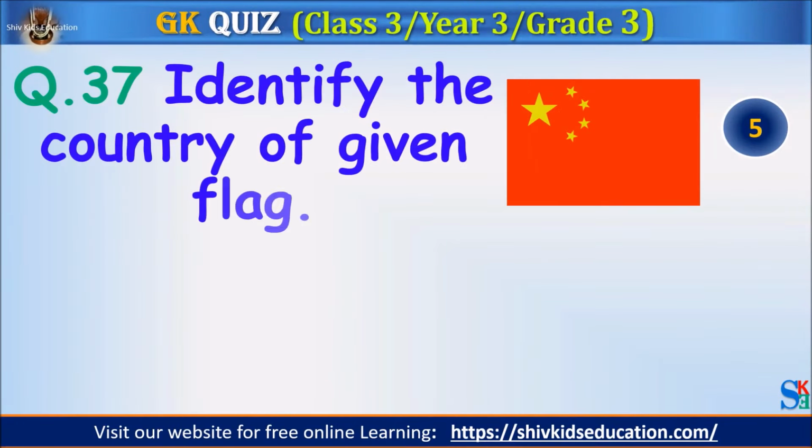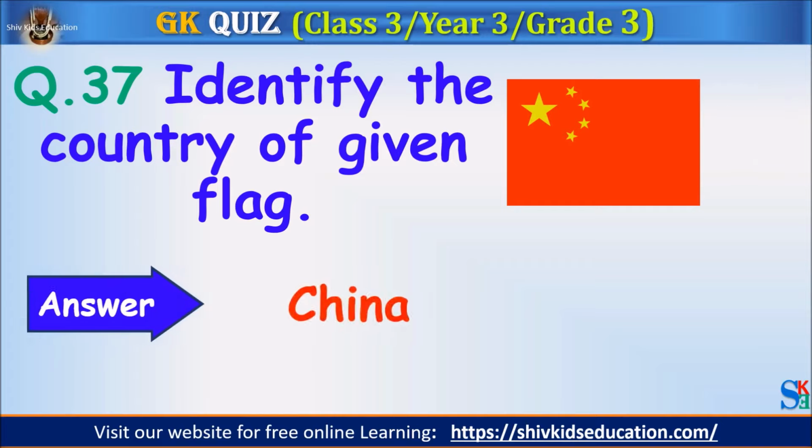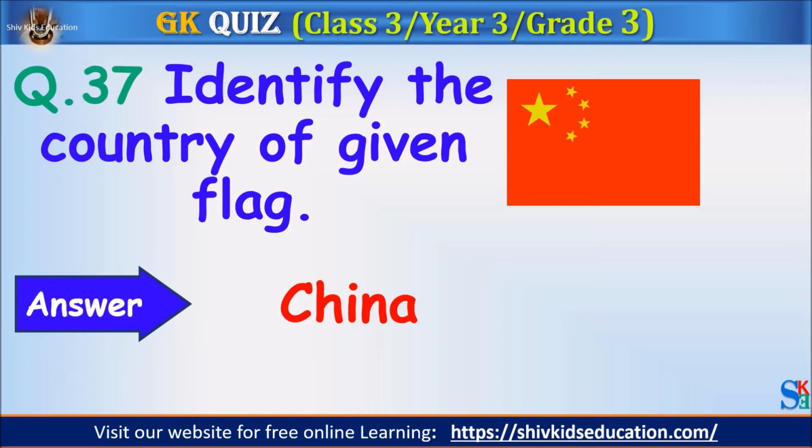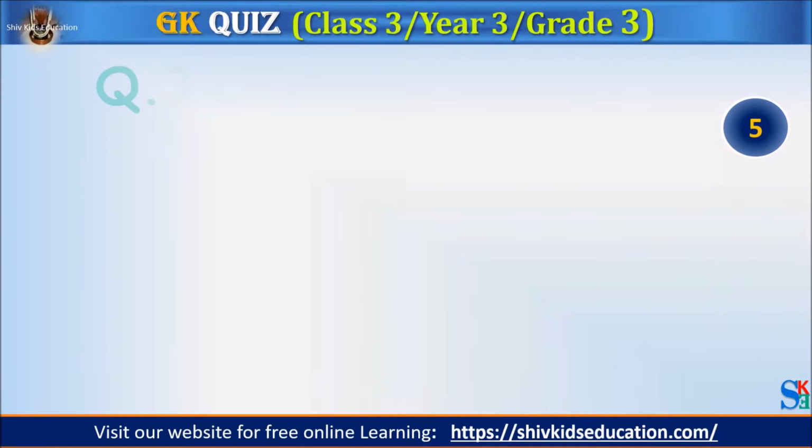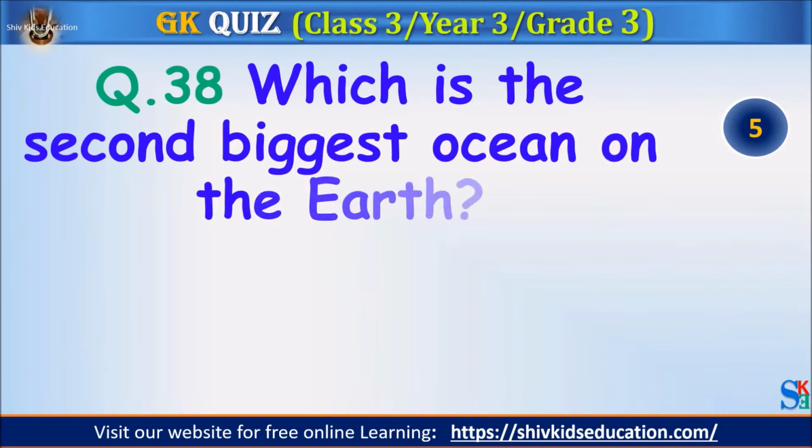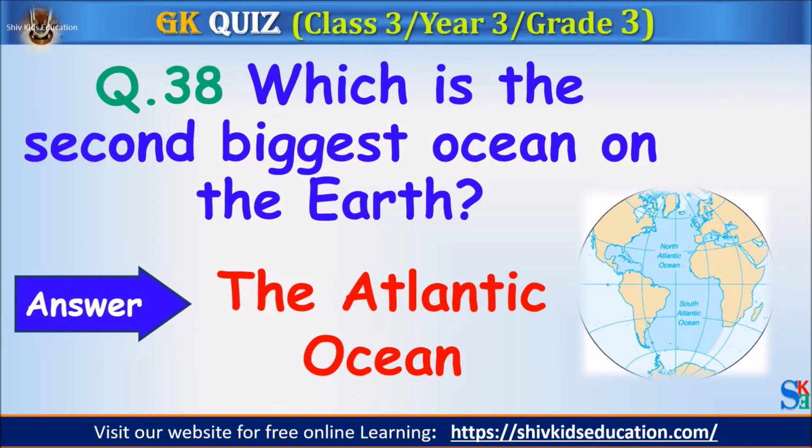37. Identify the country of given flag. Your time starts. The answer is China. 38. Which is the second biggest ocean on the earth? Your time starts. The answer is the Atlantic Ocean.